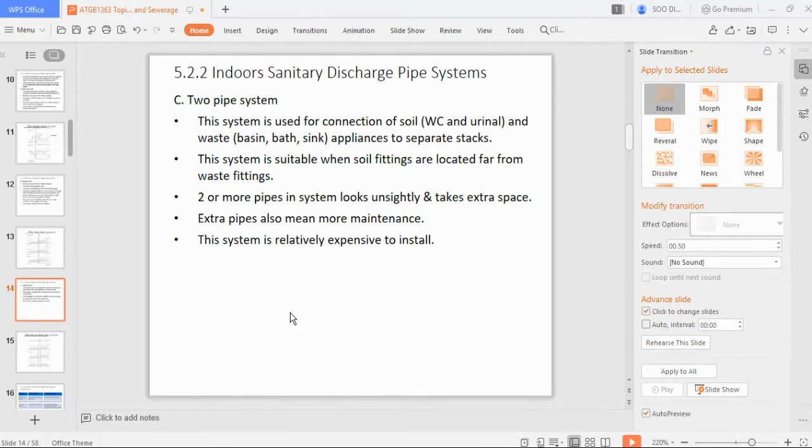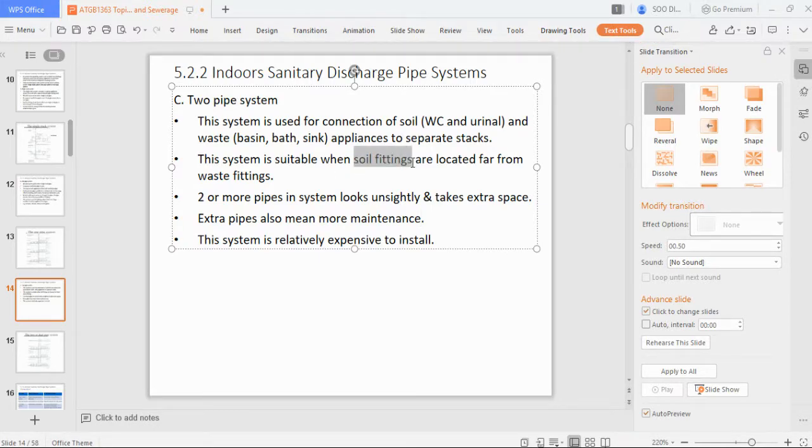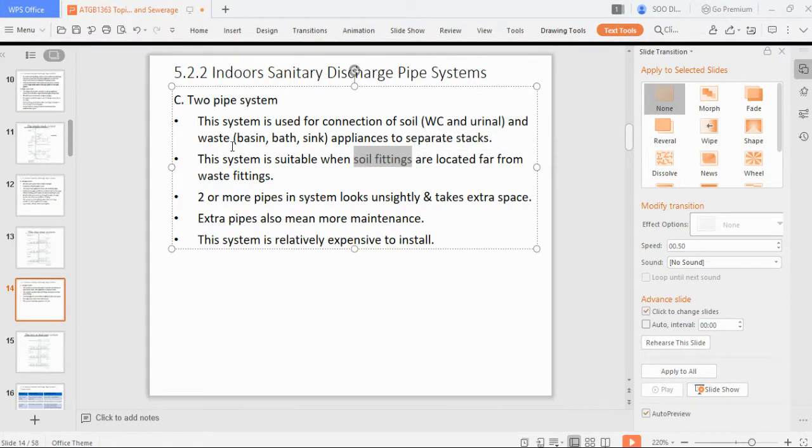This system is actually more expensive to install, because you are putting in more and more pipe, it looks more unsightly and takes up extra space. The idea behind this is this system is suitable when soil fittings are located far away from waste fittings. So your soil fitting is your WC and urinal, and your waste is your basin and bath sink.